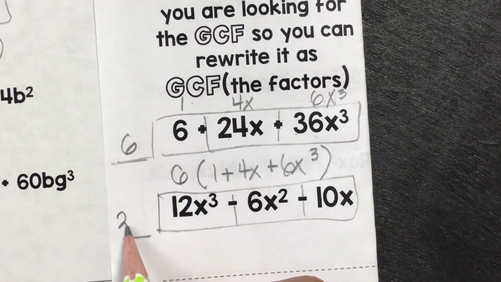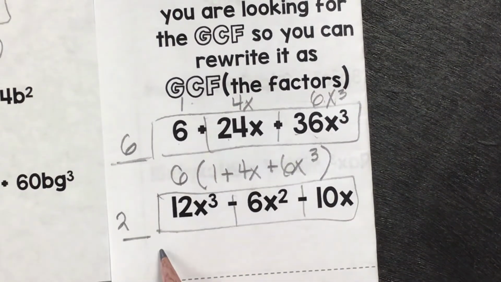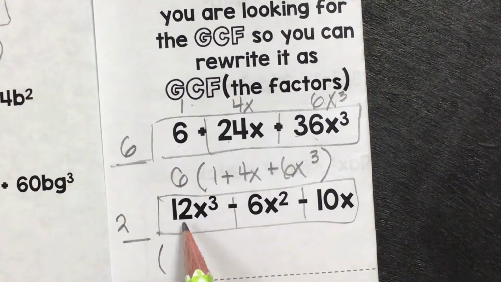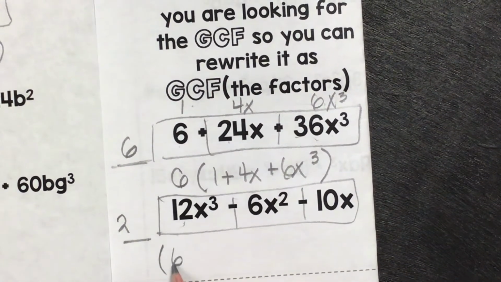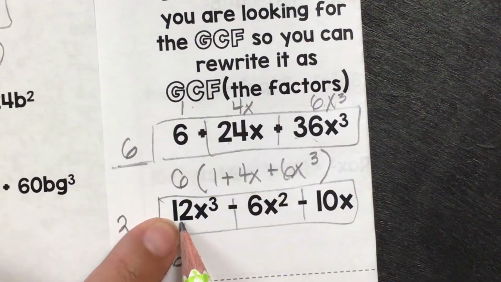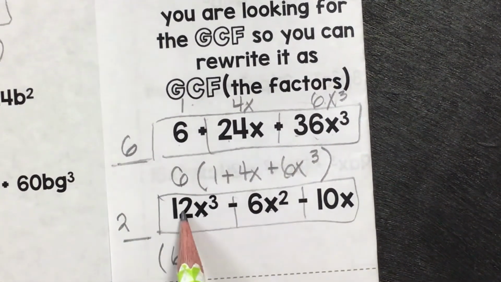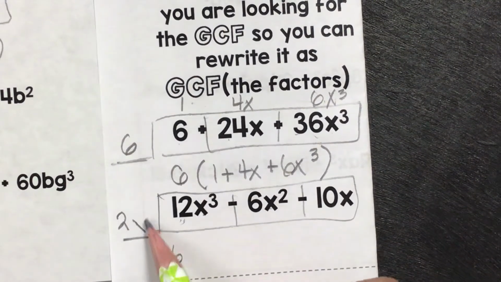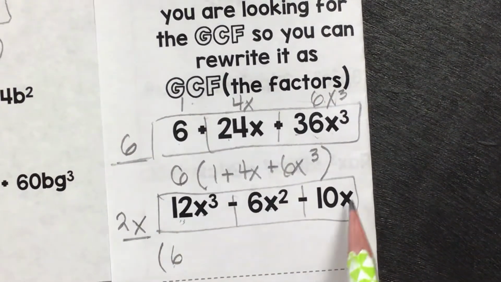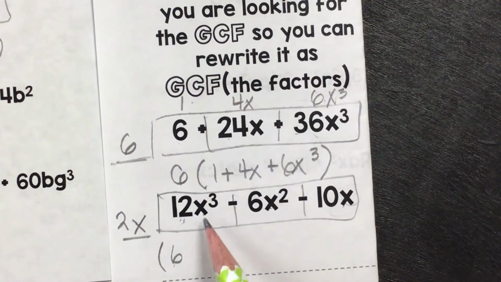And this has a 2 in common. And so I can write 6, because 2 times 6 is going to give me 12. And I hope you notice that they also all have an x in common. So we're going to write x. Just one x, because this one doesn't have any more.